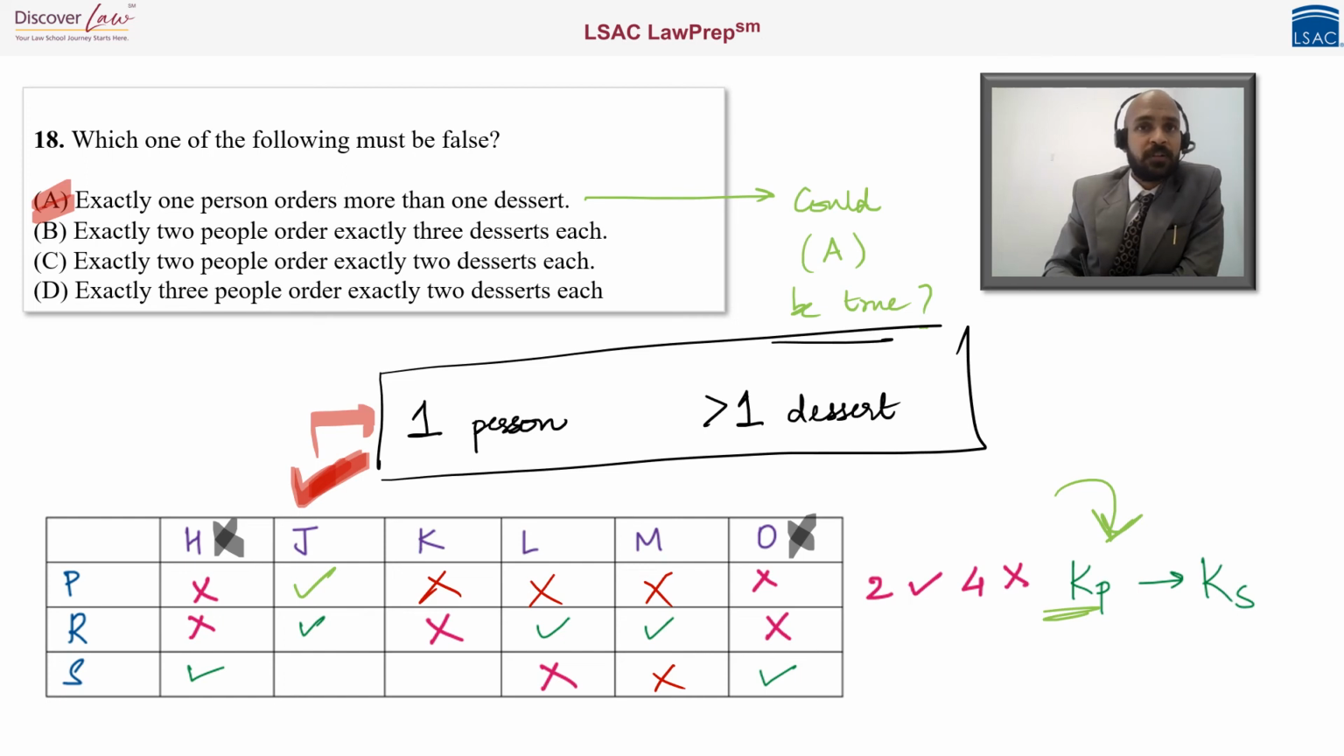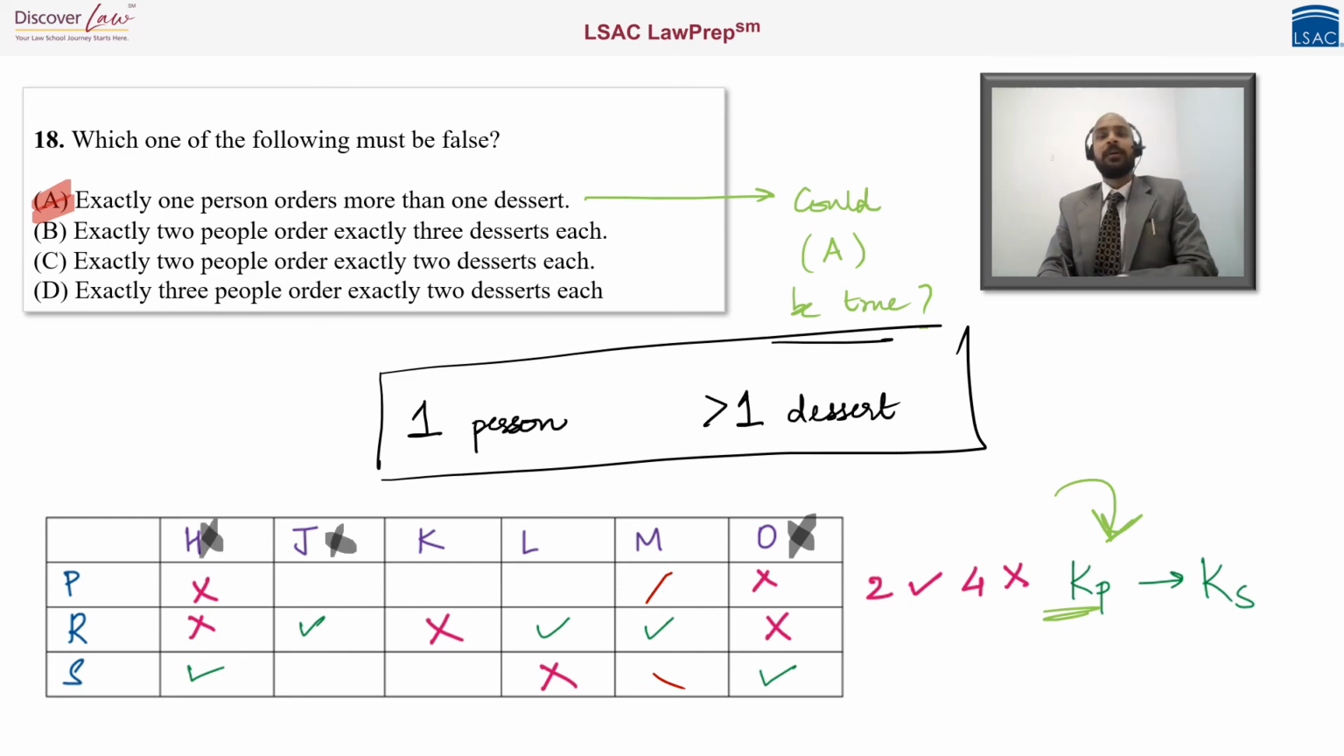Since J cannot be that person, let me see if maybe it can be K. Let's move on to K. So as of now we know it's not H, it is not J, it is not O. Let's try it with K. Can K be the one person who orders more than one dessert? So let me give K 2 desserts now. When we give him 2 desserts, we put 2 ticks on him. We give him this and this.